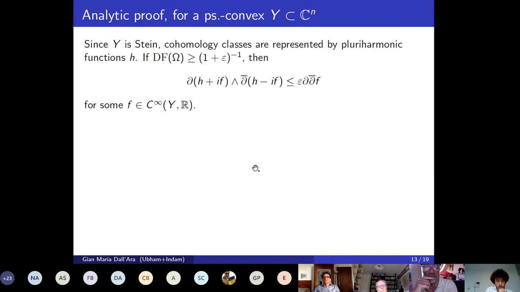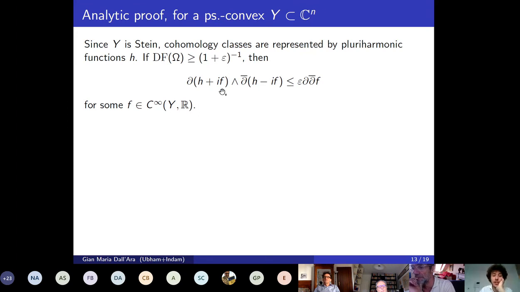As I said earlier, since Y is Stein, cohomology classes are represented by pluriharmonic functions h. So now I want to prove that the Diederich-Fornaess index is strictly less than 1. I will argue by contradiction and assume that the Diederich-Fornaess index is 1, or actually in a quantitative way, assuming that the Diederich-Fornaess index is larger or equal than 1 over 1 plus epsilon. And let's see what's the consequence.